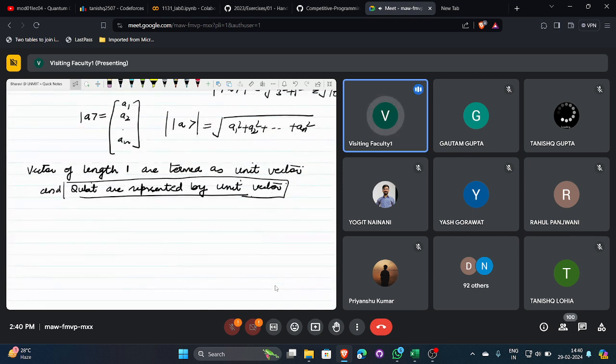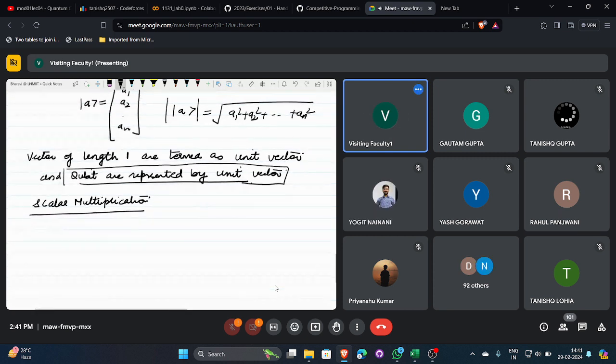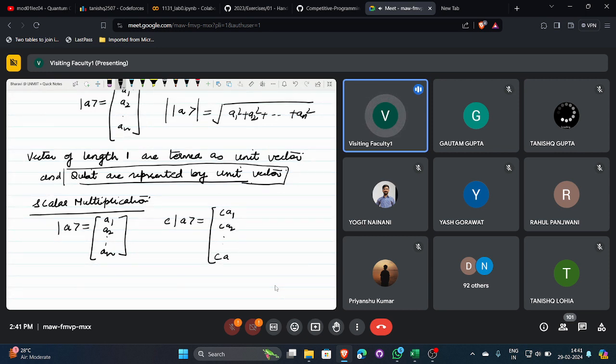Now let's go for some more concepts. Suppose this is a ket vector. If I multiply it with a scalar quantity, a constant value, now my vector will be simply this. You might have done this in your physics. If you simply multiply the vector by 2, what happens? The vector gets expanded, the length is expanded, it is simply multiplying.